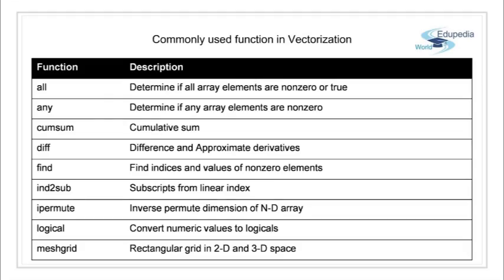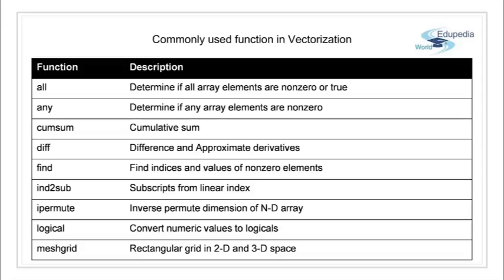Here in the slide, I have summarized some commonly used functions in vectorization. There is an all function that determines if all array elements are non-zero or true. Then there is the any function that determines if any array elements are non-zero. Then there is cumsum, that does the cumulative sum. Then there is diff that does the difference and also does approximation of derivatives. Then using the find function, indices and values of non-zero elements are discovered in a vector.